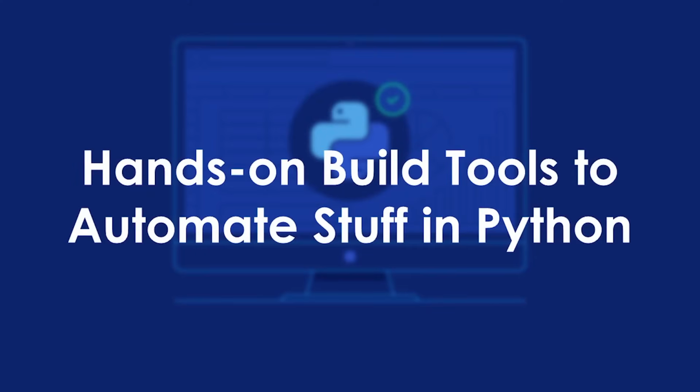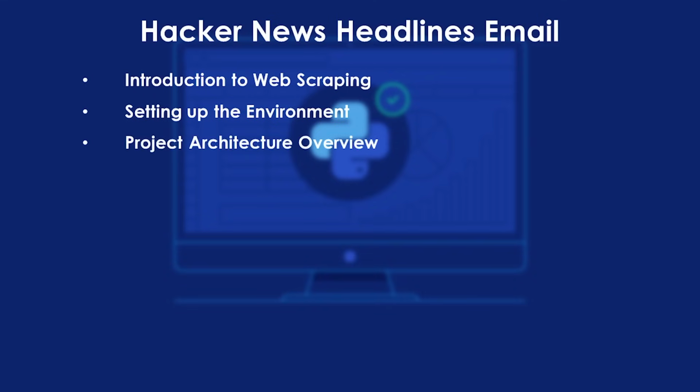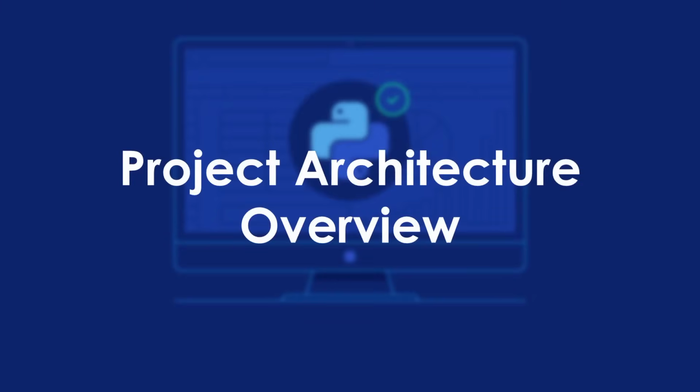Welcome to section 1 of hands-on build tools to automate stuff in Python. In this section, we'll build a Hacker News headlines emailer. We'll begin with understanding the basics of web scraping. Then we'll set up our system environment by installing the required Python packages. Then we'll move on to understand the project architecture, and then we'll start the scraping project with the Hacker News front page. And then finally, we'll complete the email section to finish the tool building so that the tool can send us the Hacker News headlines.